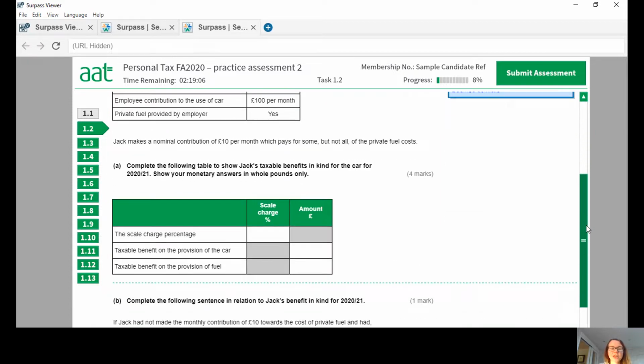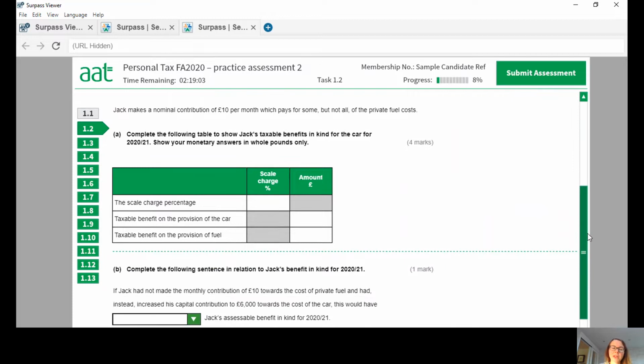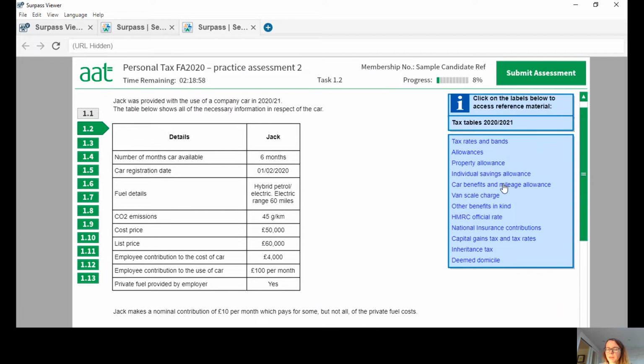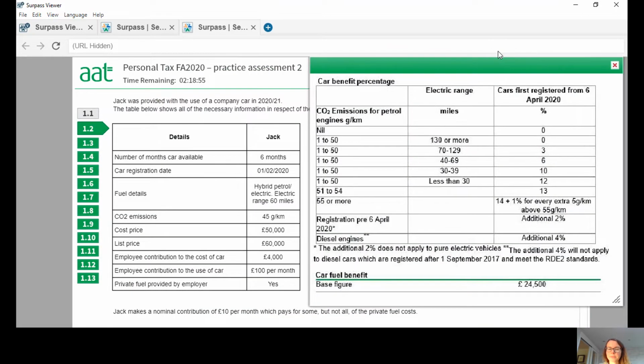So complete the following table to show Jack's taxable benefits for the car. The first thing we need is the scale charge percentage. So I'm going to get up the table. So we literally read off. We've got CO2 emissions of 45. So just check they are between 1 and 50, which gives rise to the hybrid electric data. Electric range is 60 miles. So you find, there we are, 60 miles, and you just read off the percentage. So 6%.